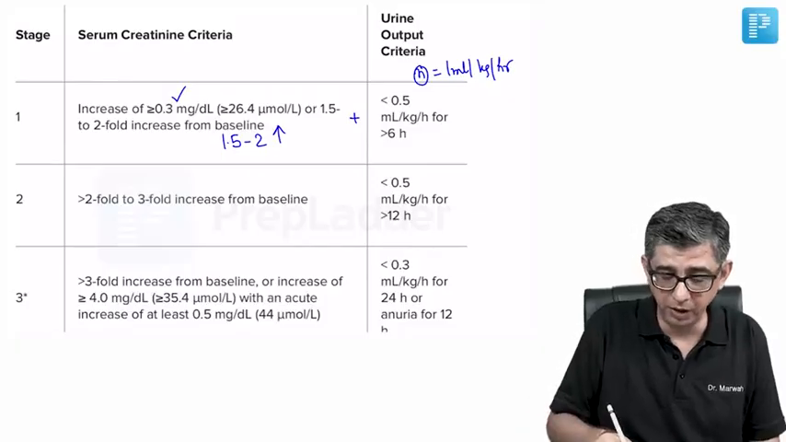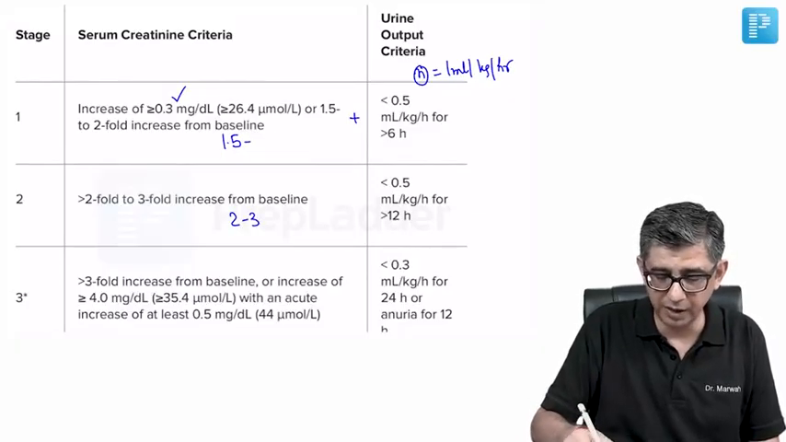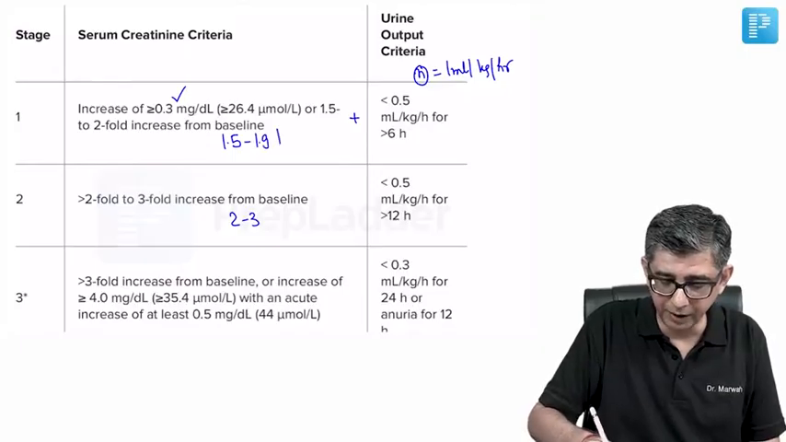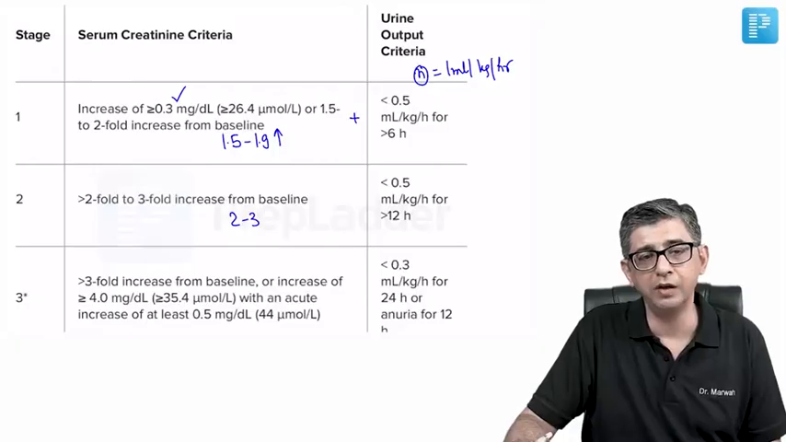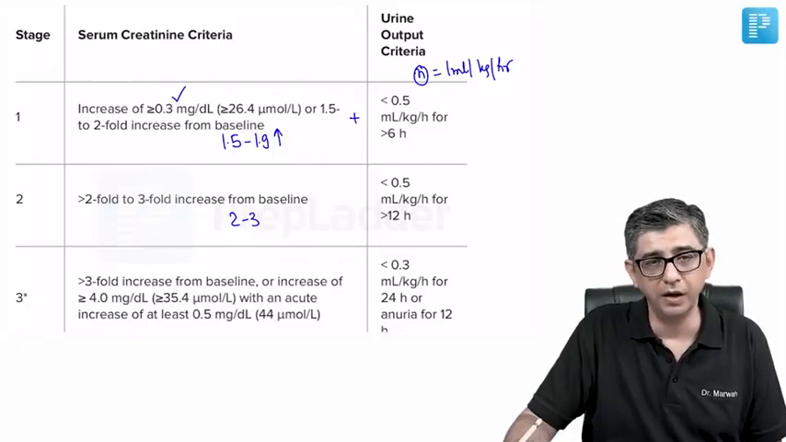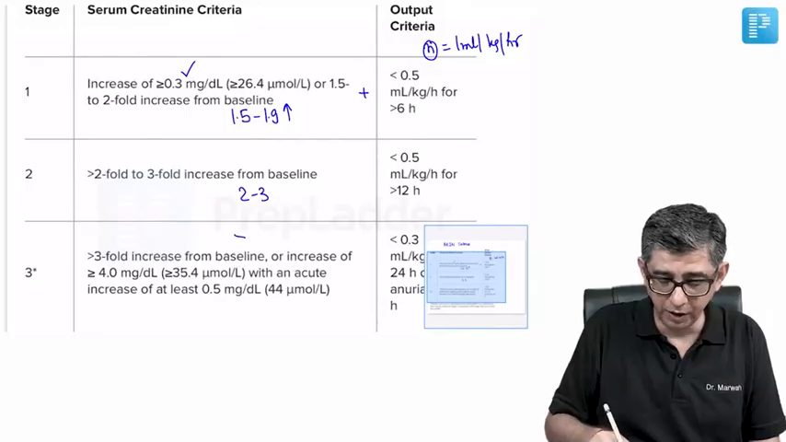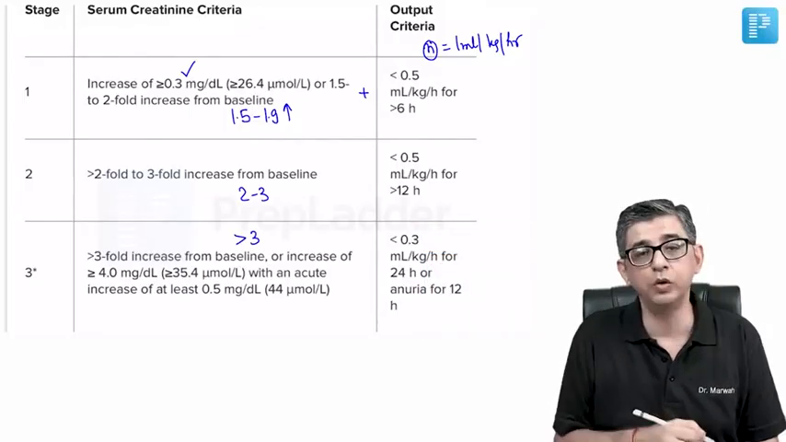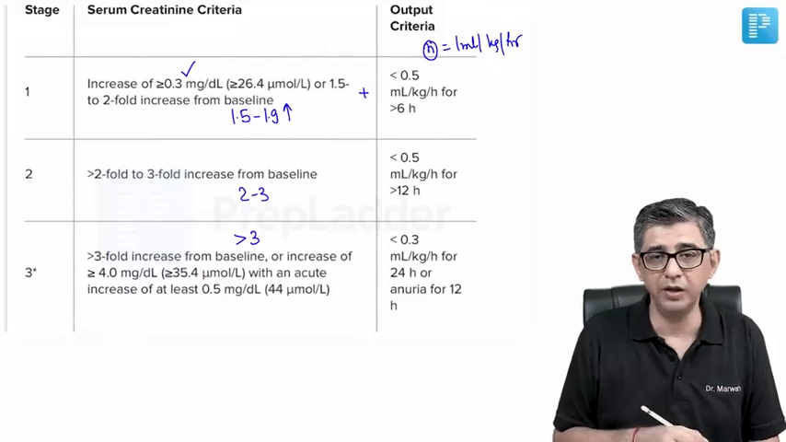Then if it is going to be much more than this, ideally this should be mentioned as 1.5 to 1.9 times. Ideally. And if it is 2 to 3 times, then I'm going to say that this is AKI in stage 2, and if it's more than 3, or absolute value of creatinine which is working out to be more than 4 milligram, then this is to be considered as suggestive of acute kidney injury in a patient.